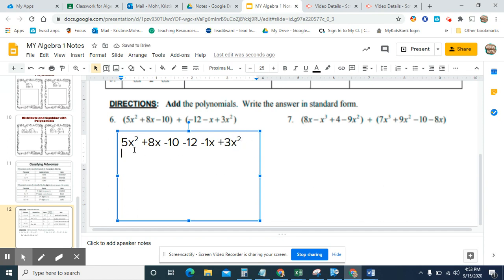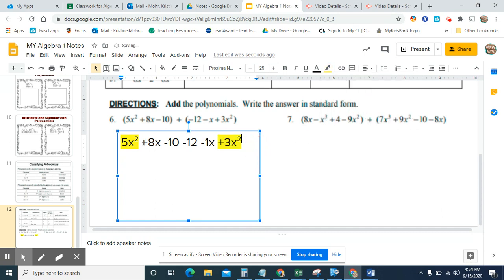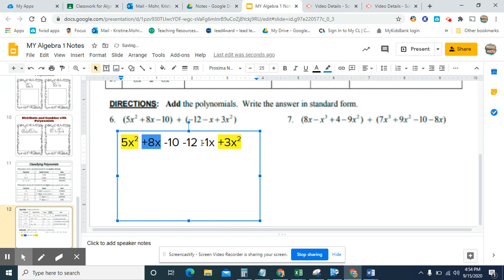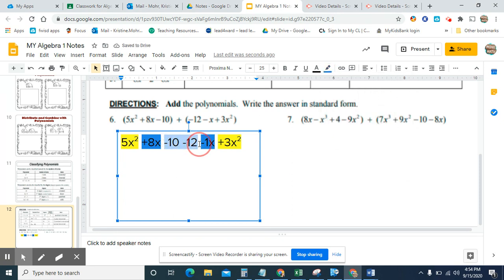So now all we do is go in and highlight and select our like terms. Remember, again, like terms have to have the same variable and same exponent. So we have 5x squared here. I'm going to highlight it yellow. That's going to match up with 3x squared. I have an 8x, and that, let's do blue, can match up with a negative 1x. And then negative 10 and negative 12, let's do those green. So we know that those are all our like terms.